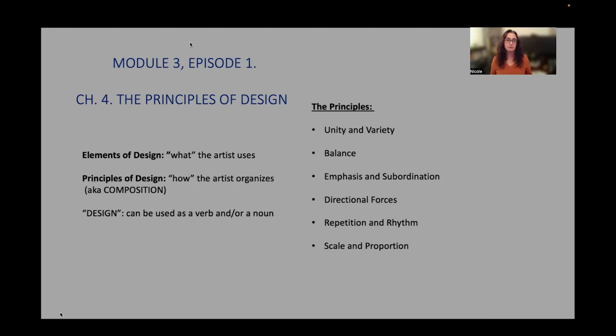So the principles briefly are unity and variety, balance, emphasis and subordination, directional forces, repetition and rhythm, scale and proportion. Notice how a lot of the terms in this list sort of happen in pairs. What we're going to find is that there's an interrelationship between two seemingly opposite terms. Very interesting.